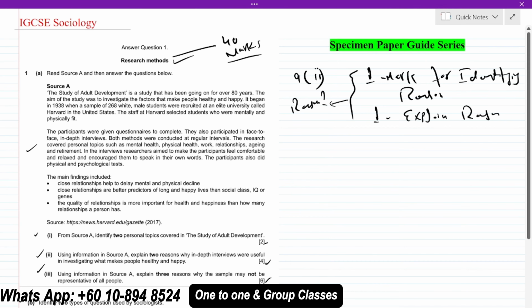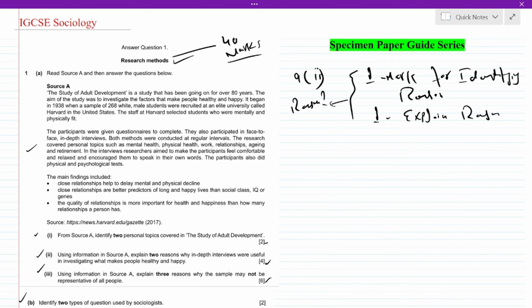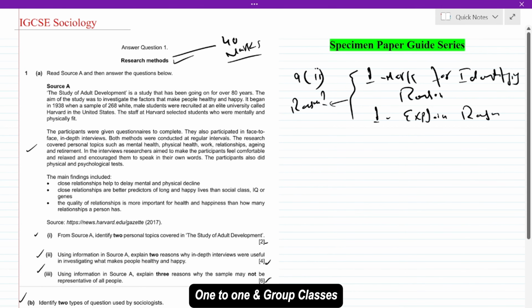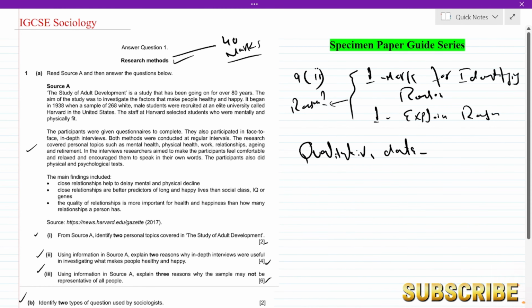Now let's try to answer this question: using information in source A, explain 2 reasons why in-depth interviews were useful in investigating what makes people healthy and happy. Reason number 1 could be that it allows researchers to gain qualitative data. You can answer like that, that this provides detailed insight.